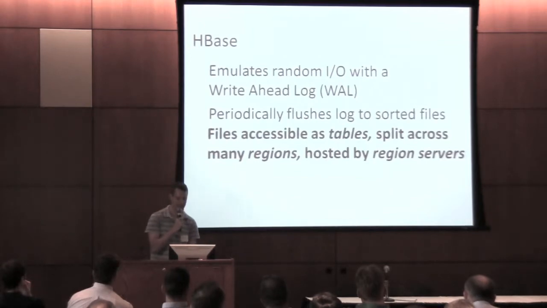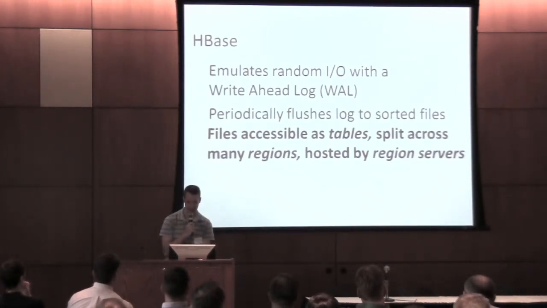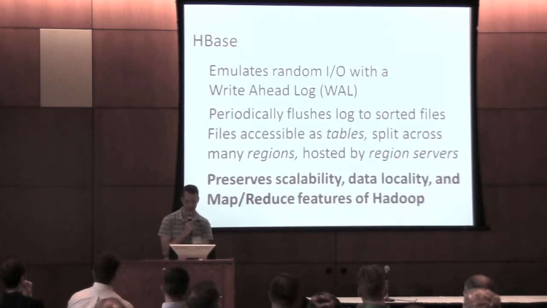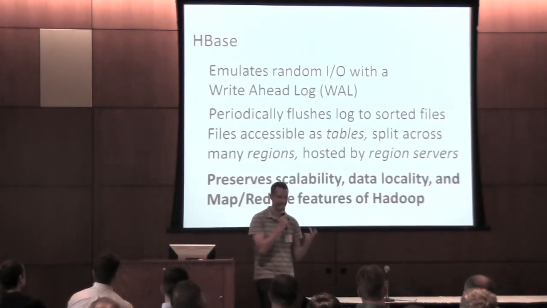It exposes data as tables split across many regions, hosted by many region servers. Again, the same pattern of taking data on commodity hardware and spreading it out. And it preserves scale, data locality, and the MapReduce features of Hadoop. And I think this last one is kind of the value of HBase.